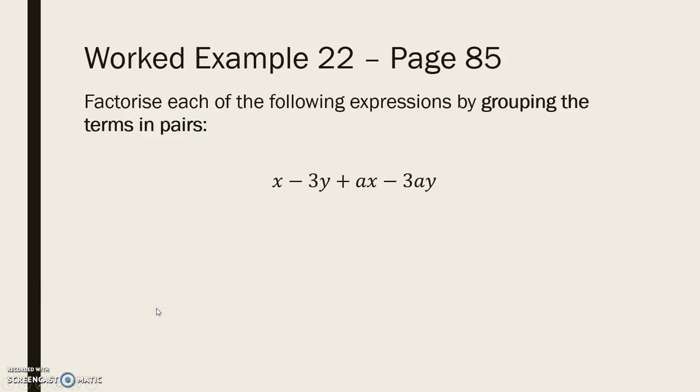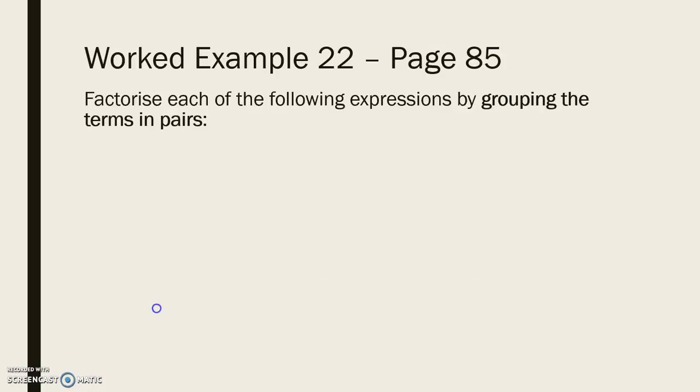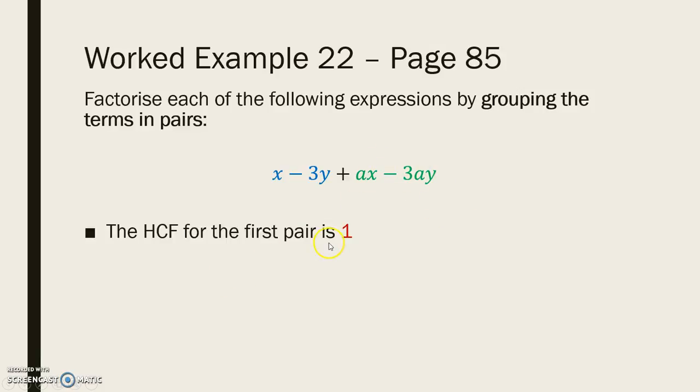Let's look at a slightly more complex one with many more pronumerals in it. So once again, consider each pair of terms. I'm going to highlight them in colour again. x take 3y is the first pair, ax take 3ay is the second pair. So what's the common factor here? It's 1. What's the common factor here? It's a. So the highest common factor for the first pair is 1, and for the second pair is a.